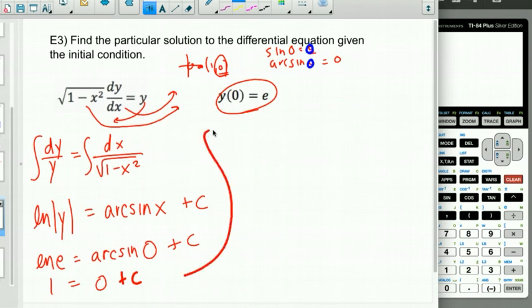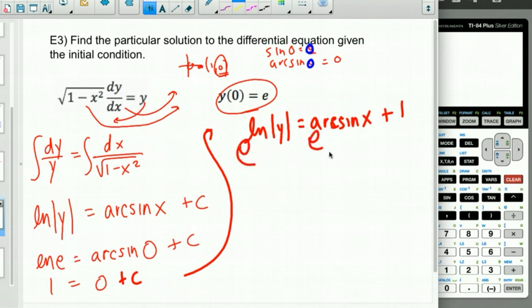So once I know that, I get that the natural log of the absolute value of y equals the arc sine of x plus 1, right? When I go to solve for y, I'm going to exponentiate both sides, and I'm going to get y equals e to the arc sine of x plus 1.